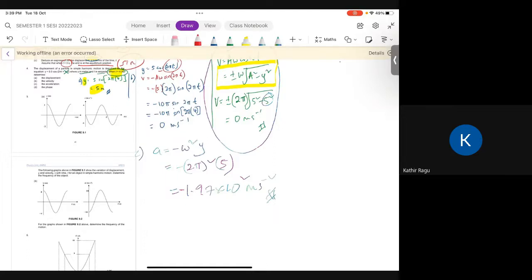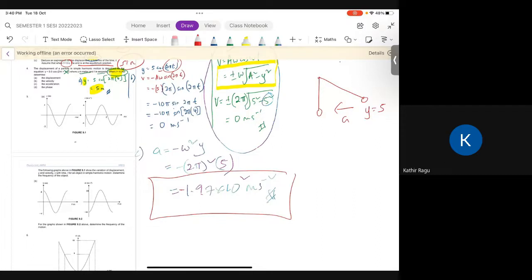Kenapa dia negatif? Okay. Sebab tadi A adalah directly proportional dengan apa? Negatif Y. Y you 5, bukan negatif 5. So A you mesti negatif. Tapi kalau Y you negatif, so A awak akan jadi positif. Because A and Y must be in opposite direction. Apa maksud Y positif? Maksudnya dia duduk kat sini lah. Y dia 5. So A dia mesti ke sini. Mesti opposite. So that's why our answer mesti negative.